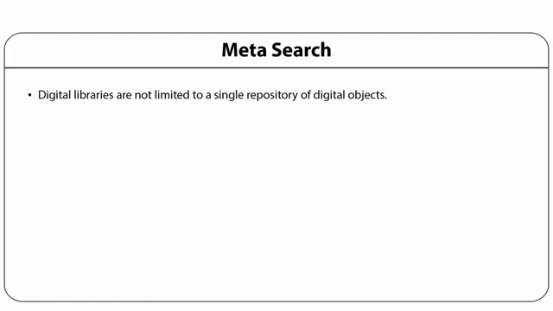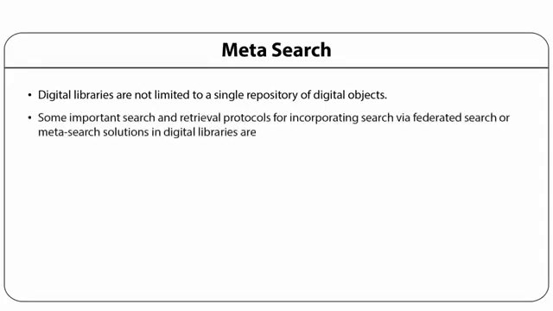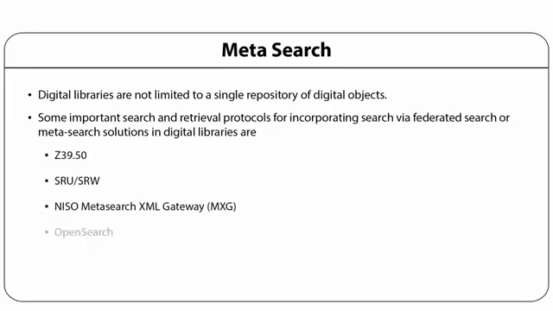Content of a digital library comes from different digital repositories accessible through library portals or resource discovery gateways. To cater to these requirements, digital libraries should incorporate standard and popular federated search protocols for exploring the content stored in digital libraries. Some important search and retrieval protocols for incorporating search via federated search or meta search solutions in digital libraries are Z39.50, SRU/SRW, NISO Meta Search XML Gateway, and OpenSearch.